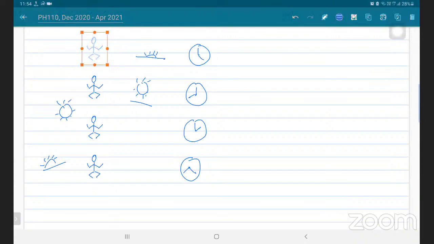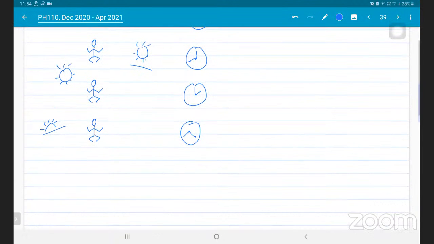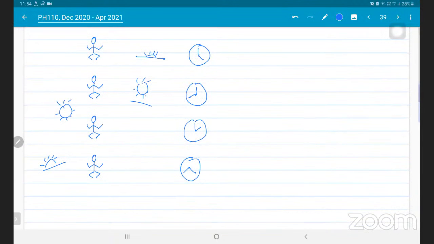So if I ask what is the position of this observer, the spatial position is the same. X, Y, and Z are constant. But what is the time coordinate? The time coordinate is not a constant.